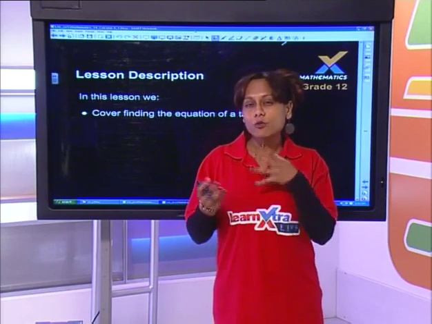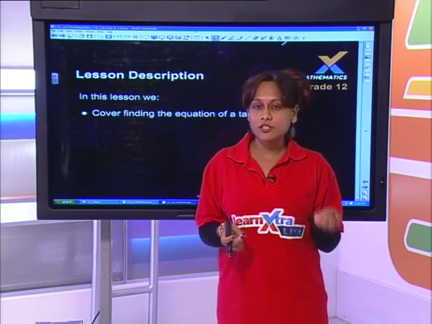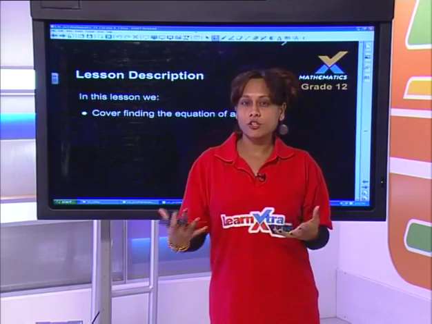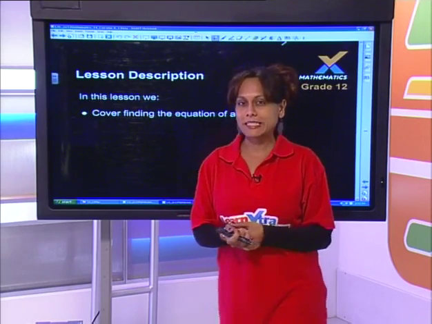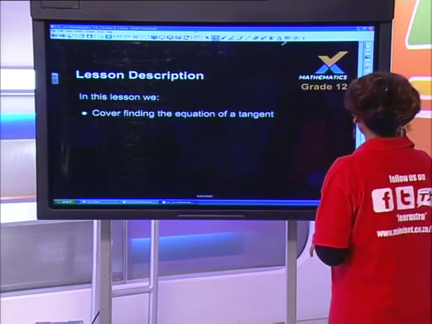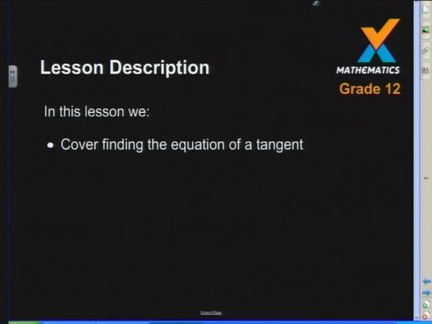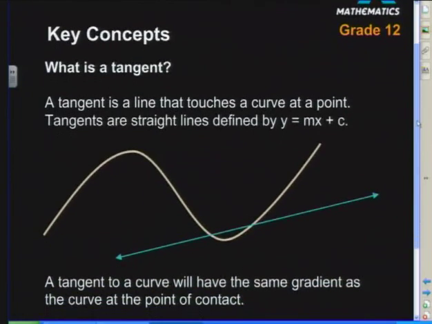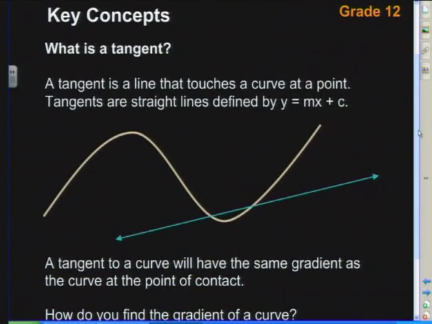All right, so you were introduced to the concept of tangents in grade 11. Some of you may have forgotten what a tangent is, so we're going to go over it from the beginning. Let's get started. Okay, so today we're going to look at finding the equation of a tangent. We just need to remind ourselves what a tangent is. So a tangent is basically just a straight line that just touches the curve at a point.